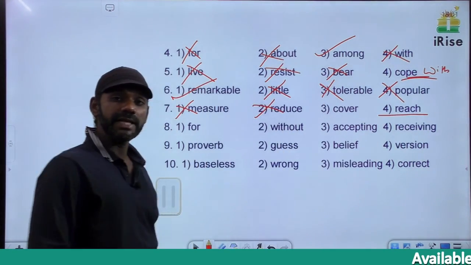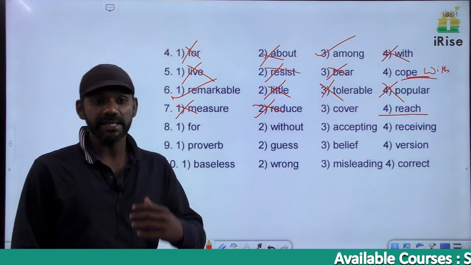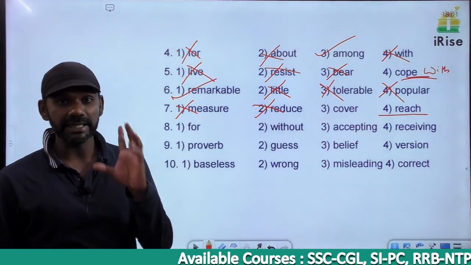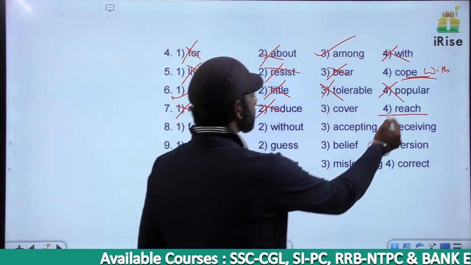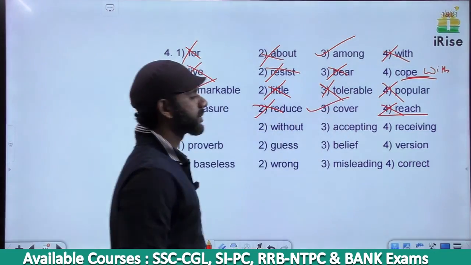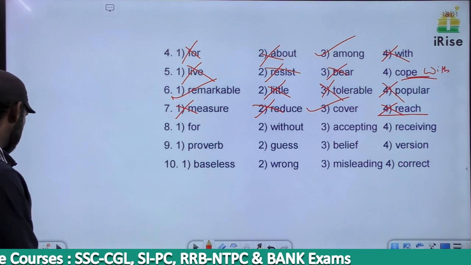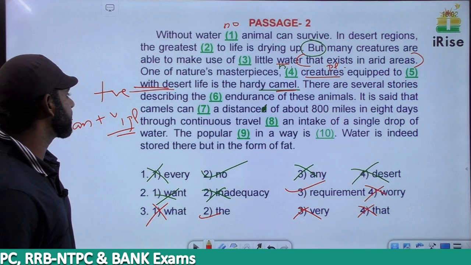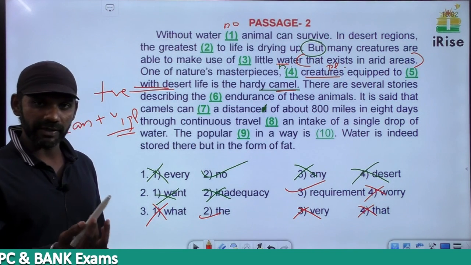No. We cannot reach a distance of 800 miles. We reach a destination. Based on that, option 4 is eliminated. The answer must be option C. Cover. Camels can cover a distance of about 800 miles in 8 days through continuous travel.